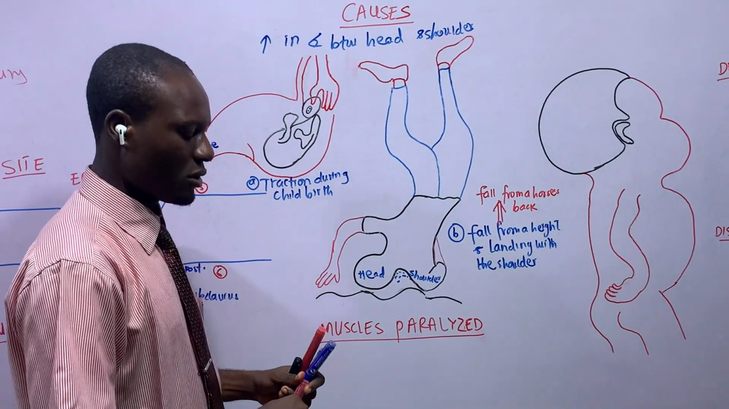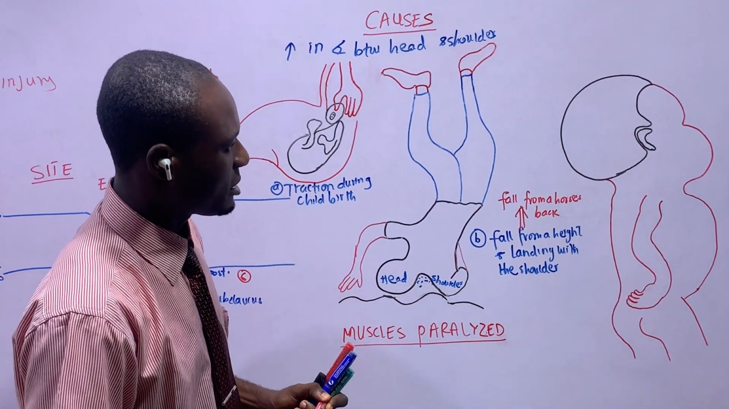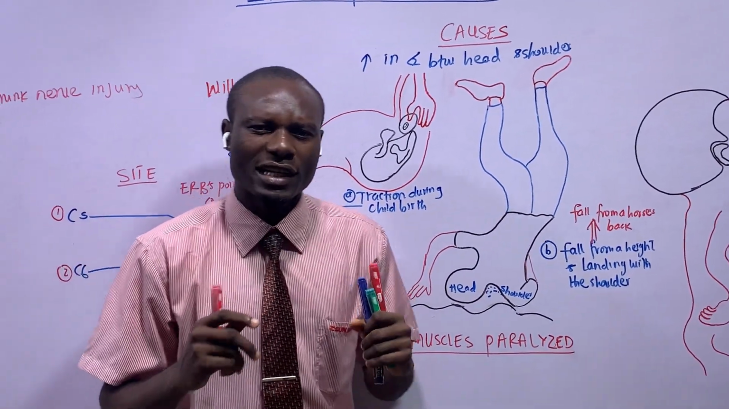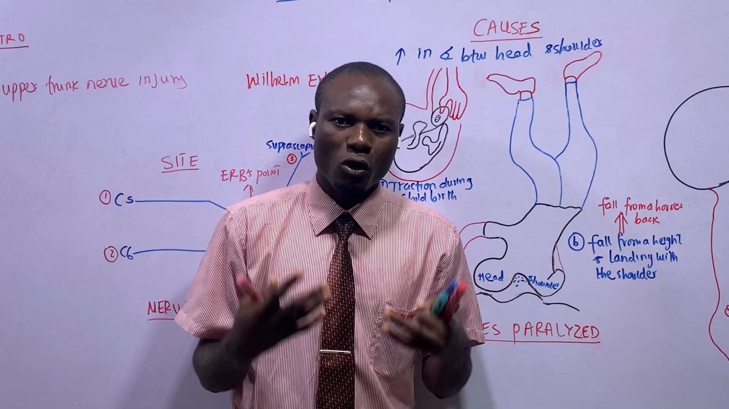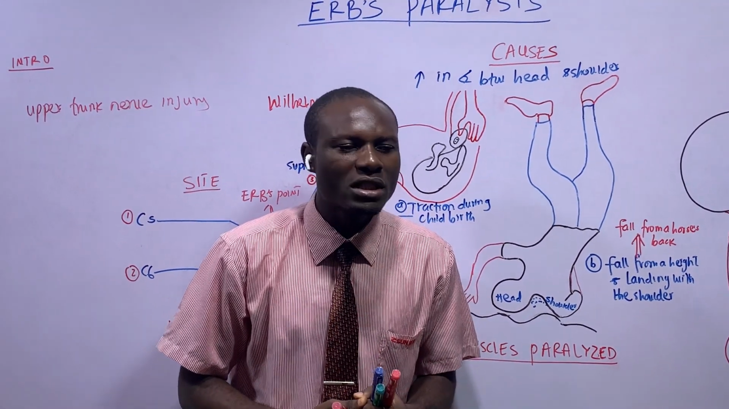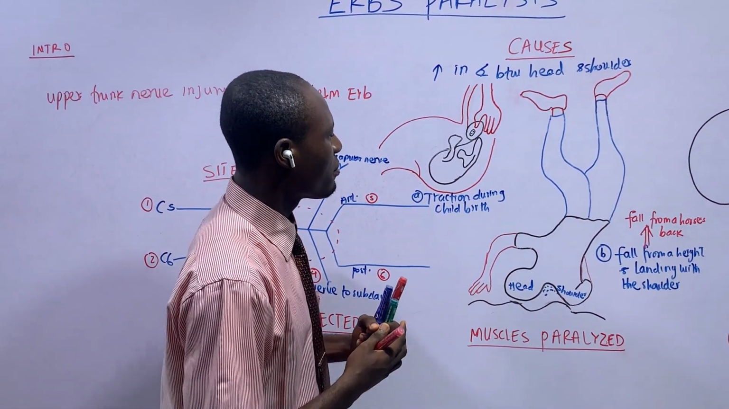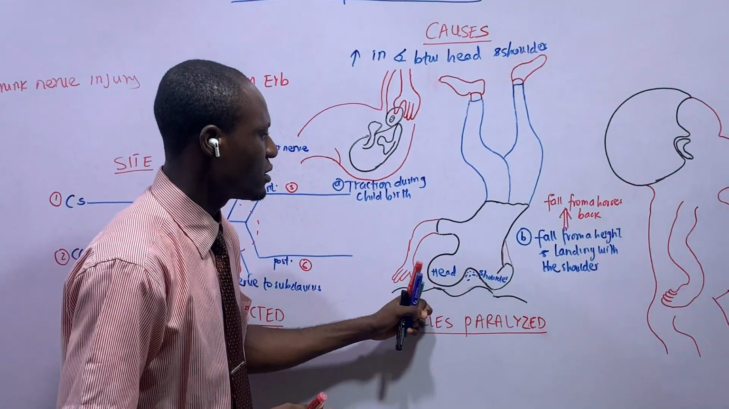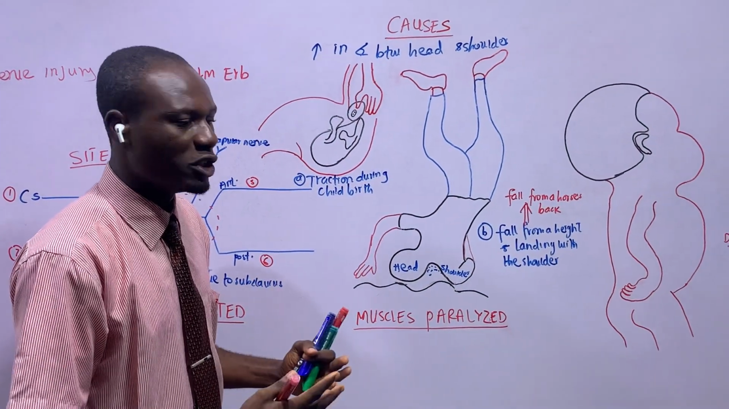It's another major cause of Erb's paralysis. So in Erb's paralysis, we're able to explain that it's an upper trunk nerve injury and it occurs at a site known as the Erb's point. And what are the various ways this could occur? Traction during childbirth, fall from a height, and landing with the shoulder.